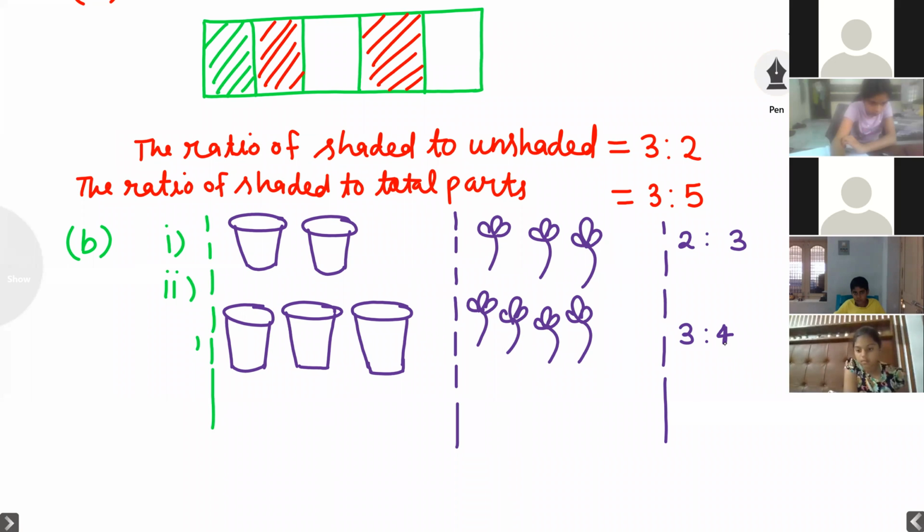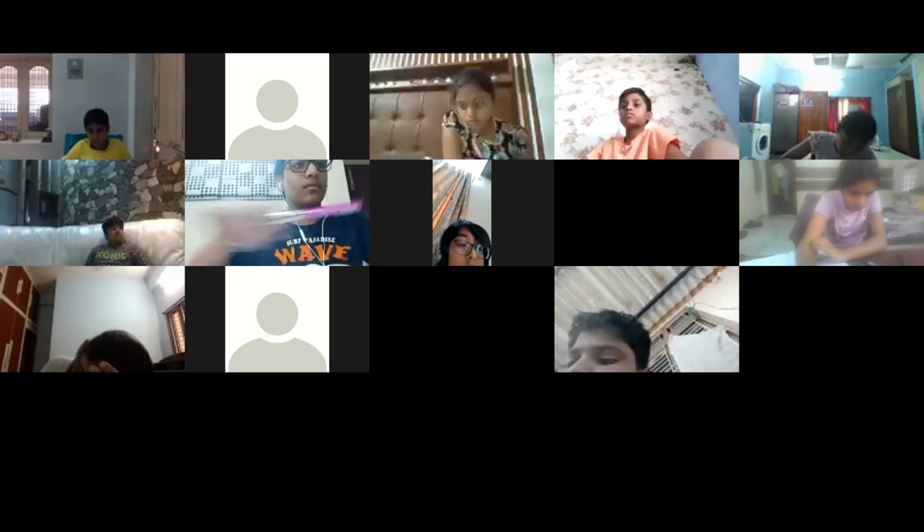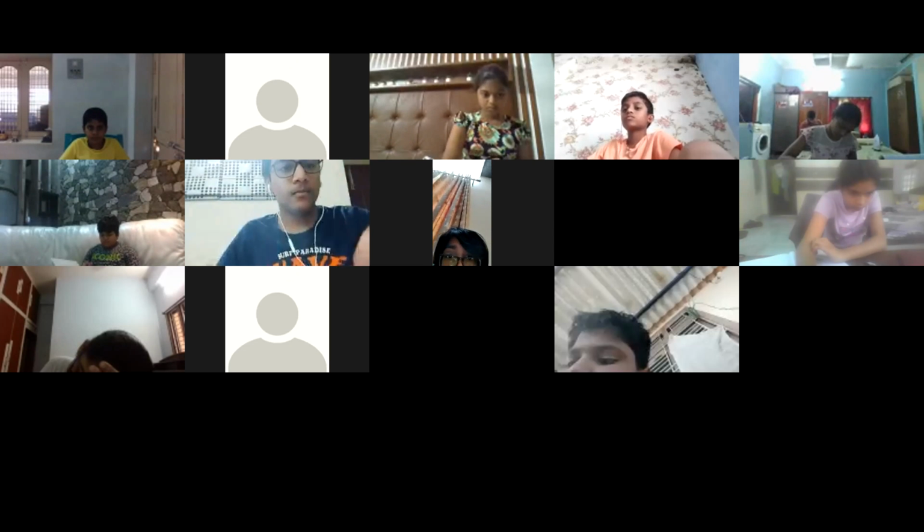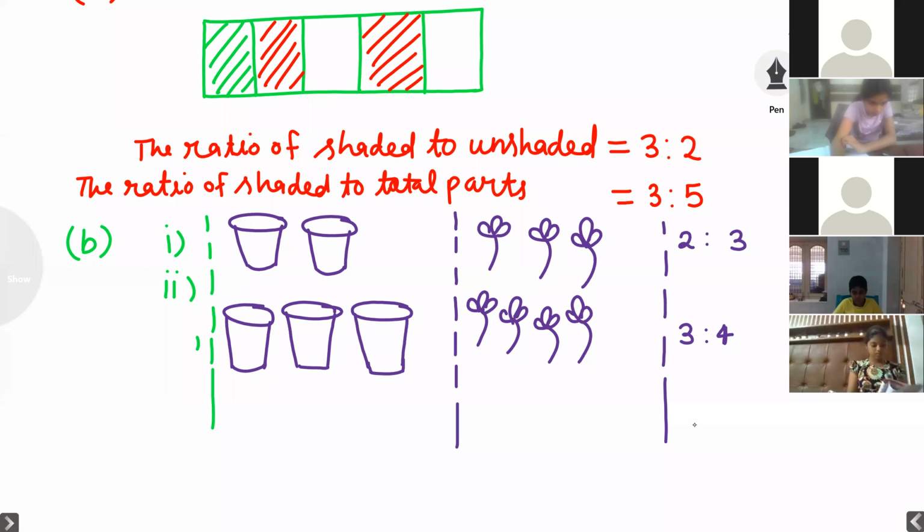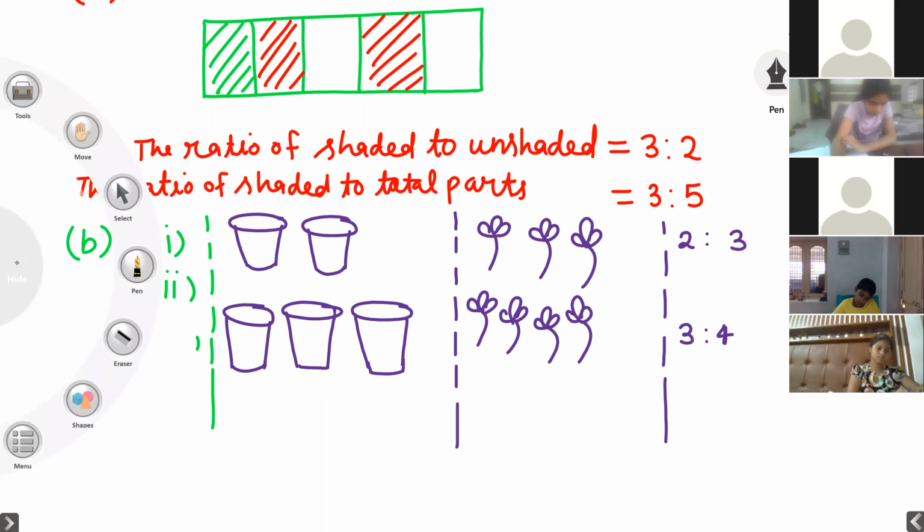Now everyone open the course book. Page number 8. Second bit, already yesterday I have given homework. Third bit. State whether the following statements are true or false. 60 persons to 300 persons is equal to 1 is to 5. Yes, 6 ones are 6, 6 fives are 30. Both are equivalent ratios. First answer is true.